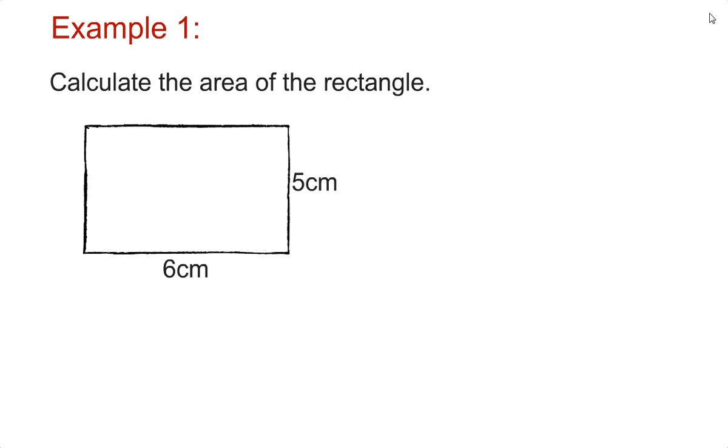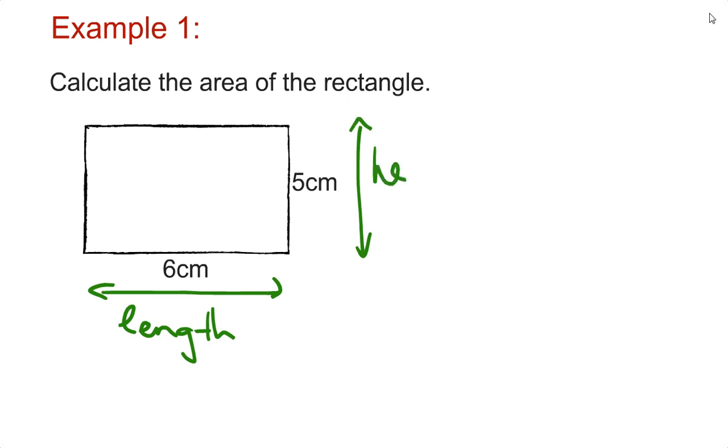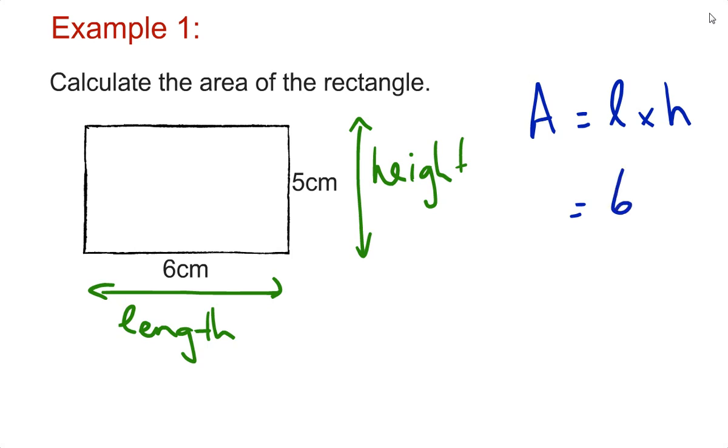Here's the first example. Imagine that you're not given any squares and all you're asked to do is work out the area of this rectangle. You've been given the length here, and you've been given the height here. To calculate the area of the rectangle, all you have to do is remember that the area is equal to the length times the height. So in this case, the area will be equal to 6, which is the length, times the height, which is 5. So we get the area is 30.